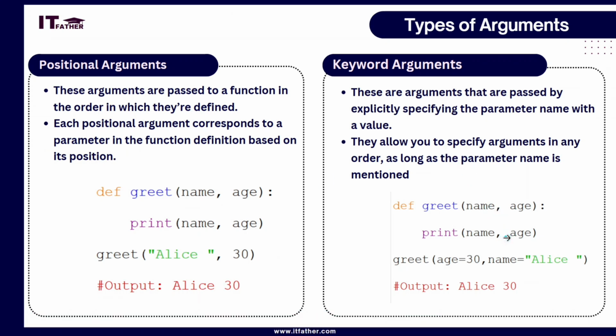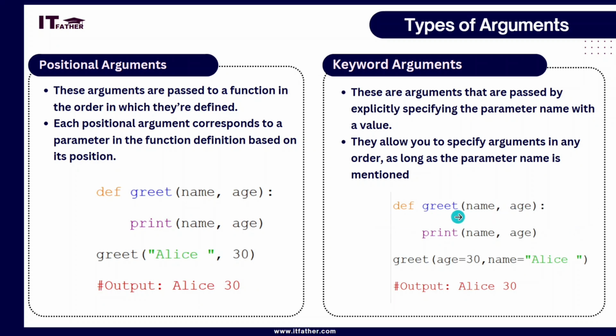If you don't want to stick to the positional argument, if you don't want to give values in the same sequence, if there is some limitation of sequence, we can override that limitation with the help of keyword arguments. In a keyword argument, arguments are passed by explicitly specifying the parameter name with the value. They allow you to specify arguments in any order as long as the parameter name is mentioned.